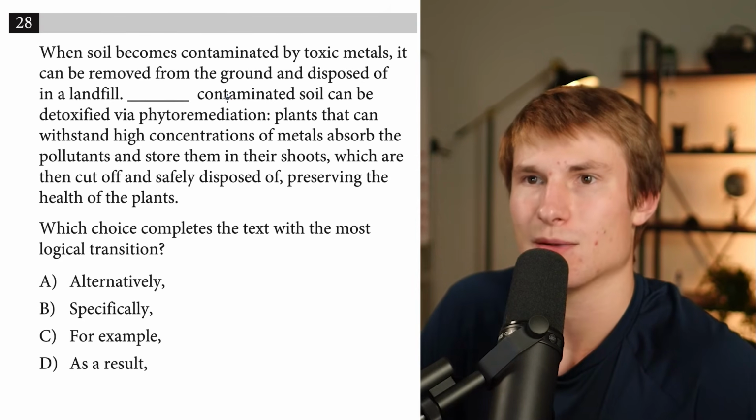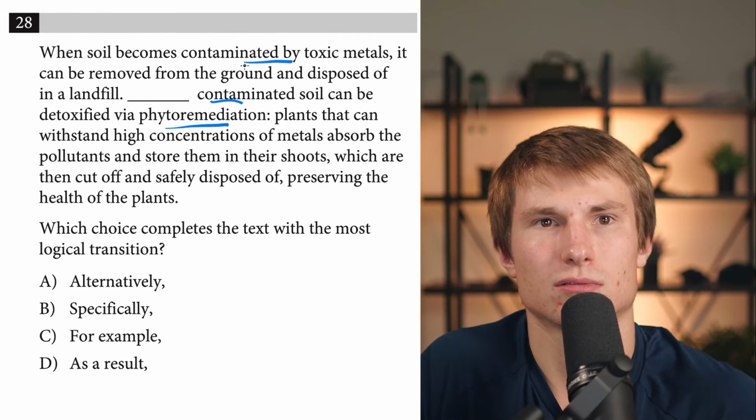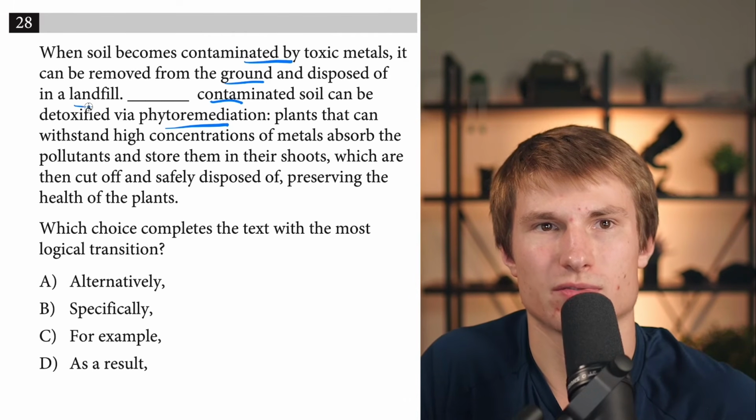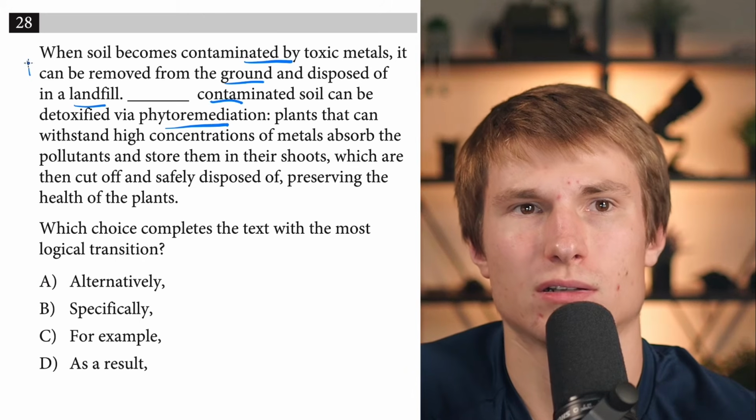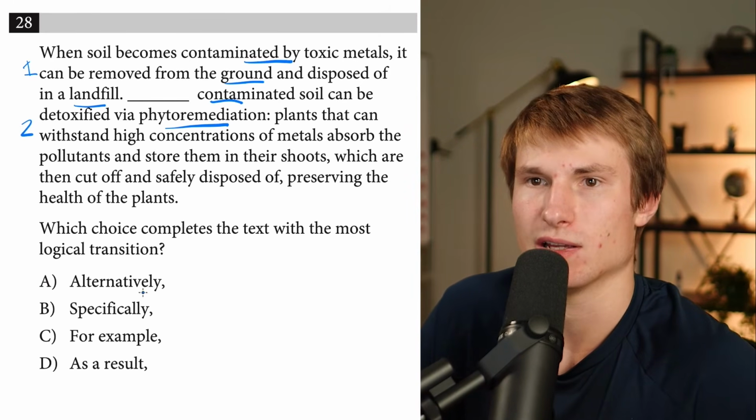All right, so this is an option as far as how you can detoxify soil. Up here, we also have that it can be removed from the ground and disposed of in a landfill. So we have option 1 up here, and we have option 2 here. In order to connect them, we would want to show that it's an alternative.